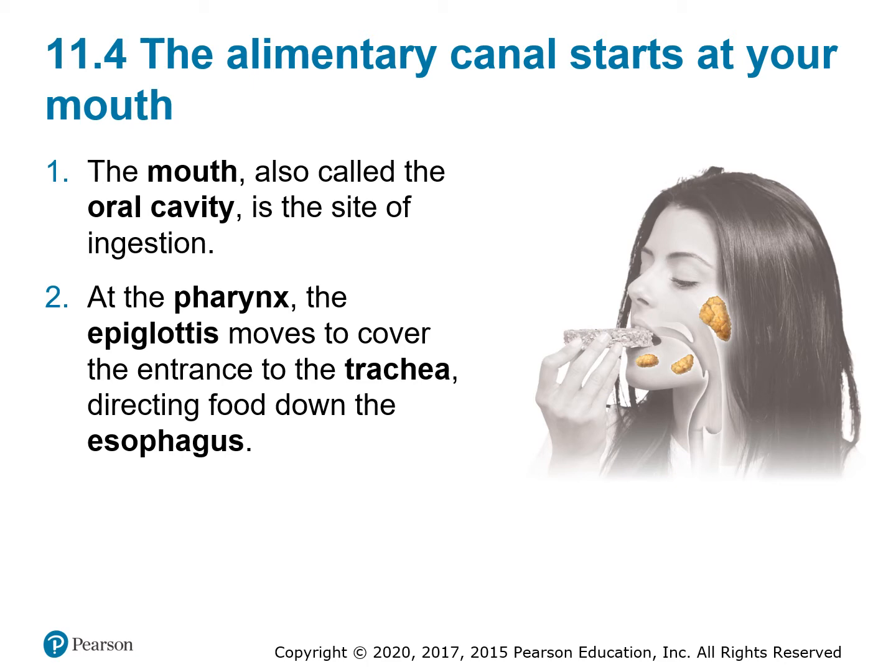So we start with the mouth. It's also called the oral cavity, and that is the site of ingestion. And then at the pharynx, which is in the back of the throat, the epiglottis, which is a flap-like structure, moves to cover the entrance to the trachea, directing food down the esophagus. So the epiglottis, when we swallow, will cover the trachea so that we don't choke.